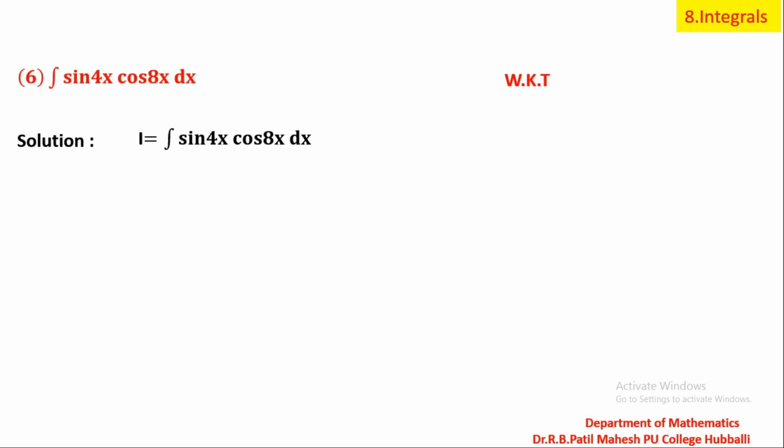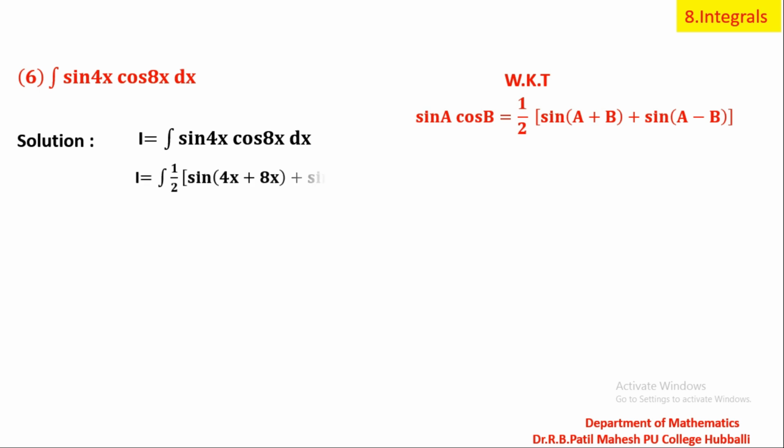We know that the sin A cos B formula is 1 by 2 sin of (A plus B) plus sin of (A minus B). So here A value is 4x, B value is 8x. Let me replace that in the formula, sin A cos B, so that you can observe the formula and A value, B value. 1 by 2 sin of (A plus B) plus sin of (A minus B). So A value 4x, B value 8x. So after writing properly, just take 1 by 2 outside the integral.